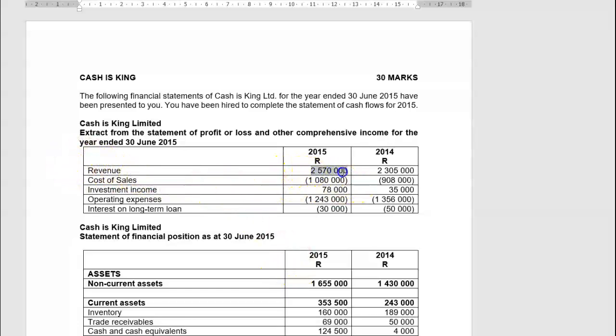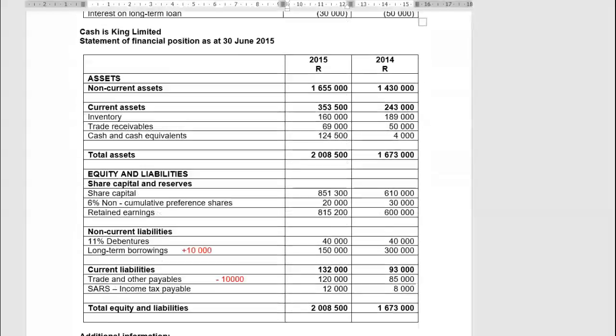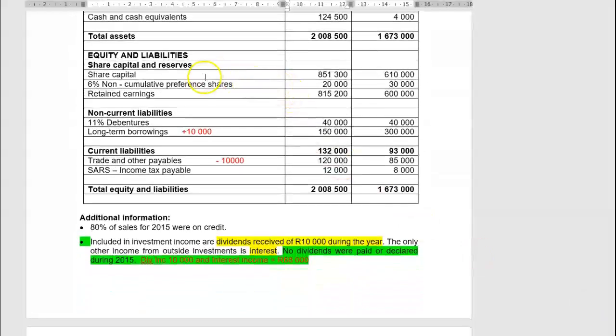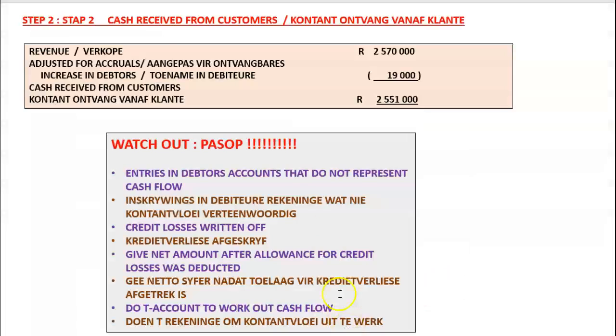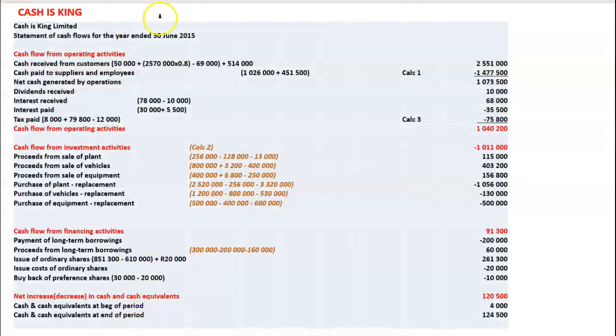The revenue for the year was 2,570,000. We are going to adjust that for the accrual principle, so we're also going to account against that revenue the movement in trade receivables. There was an increase of 19,000 Rand in the debtors balances. So there's our sales 2,570. There was an increase in debtors, so it's a cash outflow of 19,000. So cash received from customers 2,551,000, and we go and park it in our cash flow statement.